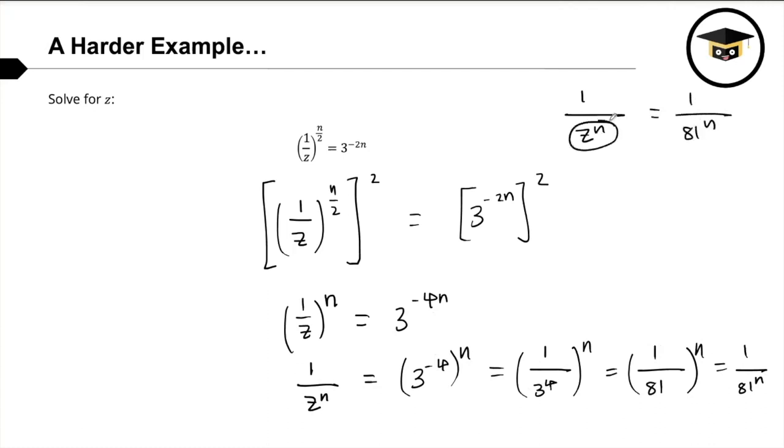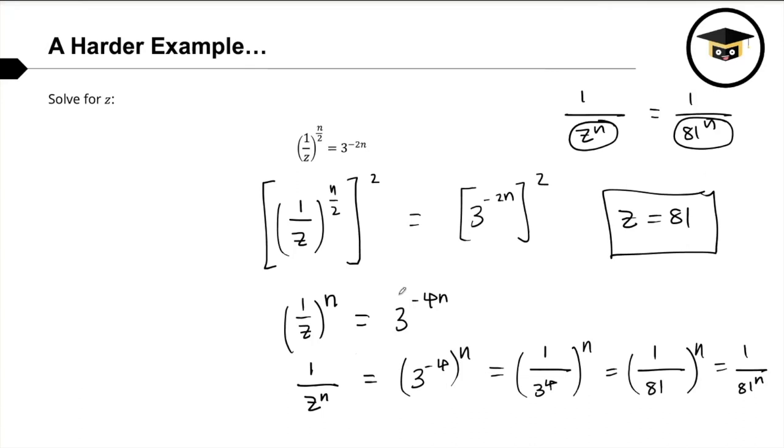Now, if z to the n is equal to 81 to the power of n, well, clearly z is equal to 81. Now, this question is quite difficult in that there's a lot of just weird algebra all over the place. But hopefully you can see that no matter which order you do this question in, there's multiple ways of doing it. At the end of the day, as long as you use the index laws properly, you will get the answer. So that brings this second video of our indices series to a close.